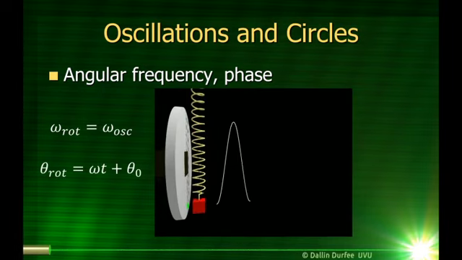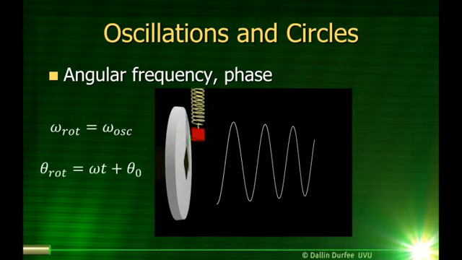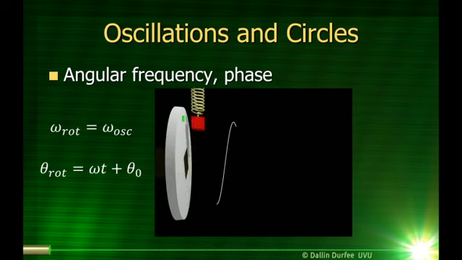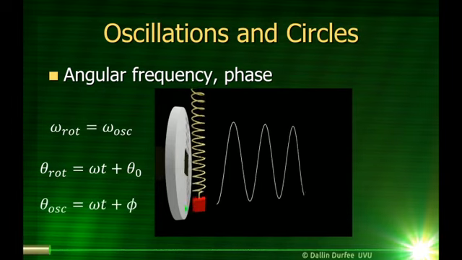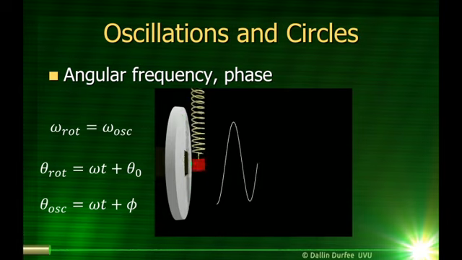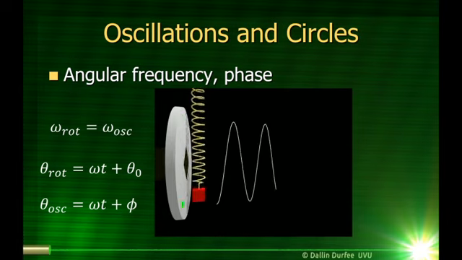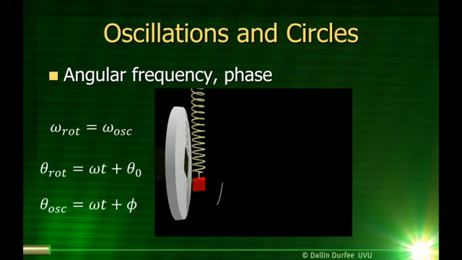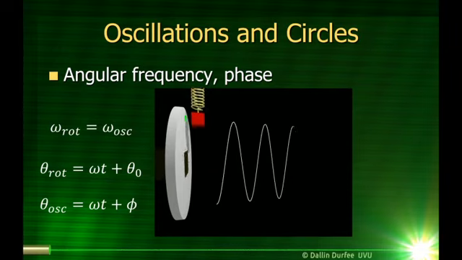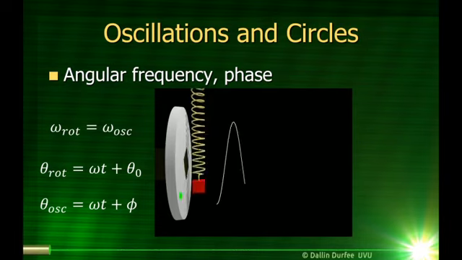The phase of rotation is just theta, how far the thing is rotated, which is just the angular velocity times t plus theta naught if we're rotating at a constant velocity. The phase of oscillation for a constant frequency is just omega t plus phi. All right, so hopefully you can see the connection between rotation and harmonic oscillation.